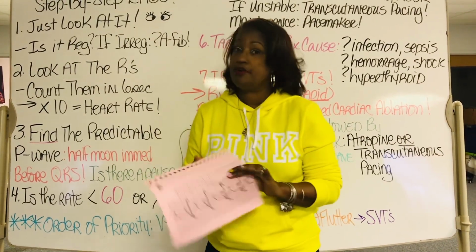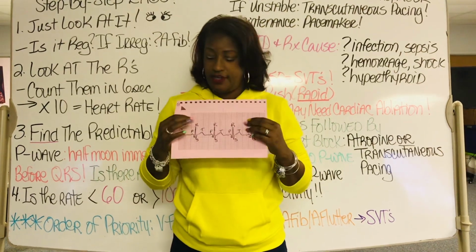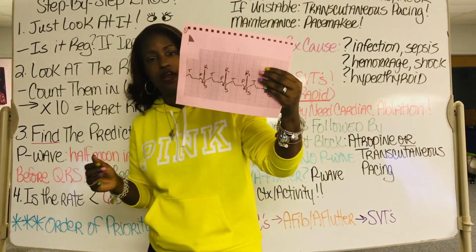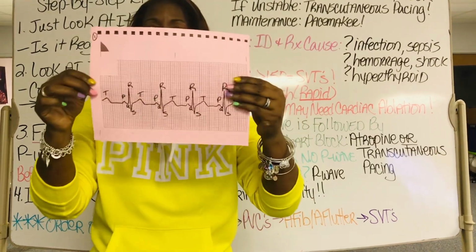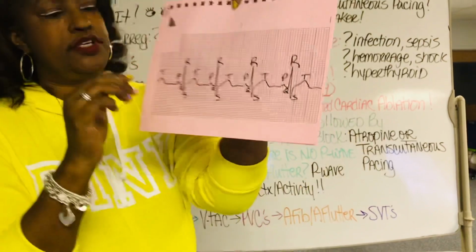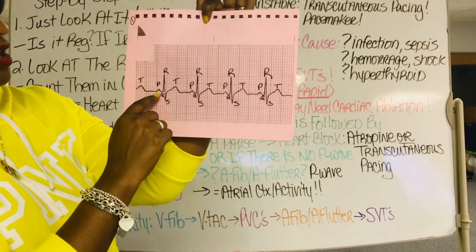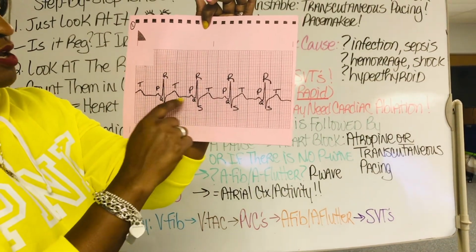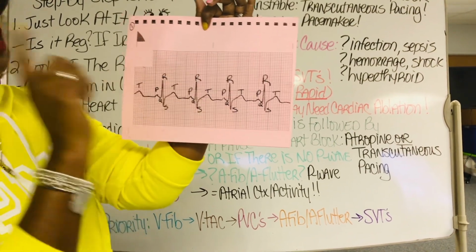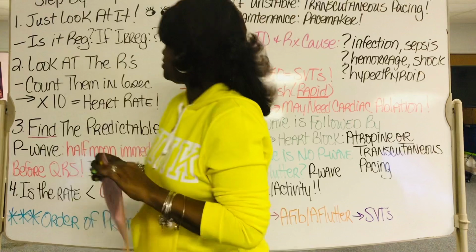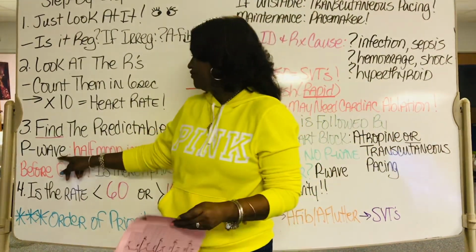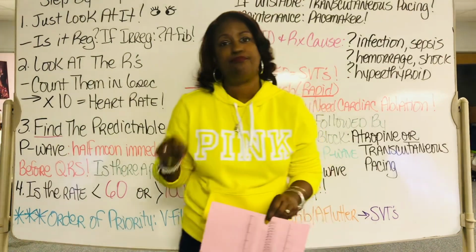Now the next part may not be that easy. The next part is looking at the P waves. Now I'm going to come closer and Aaron's going to tell me when he can see a really good P wave. Right about there. Okay, so here's the deal. This is P, QRS. P, QRS. You need to locate the predictable P wave, which is shaped like a half moon.